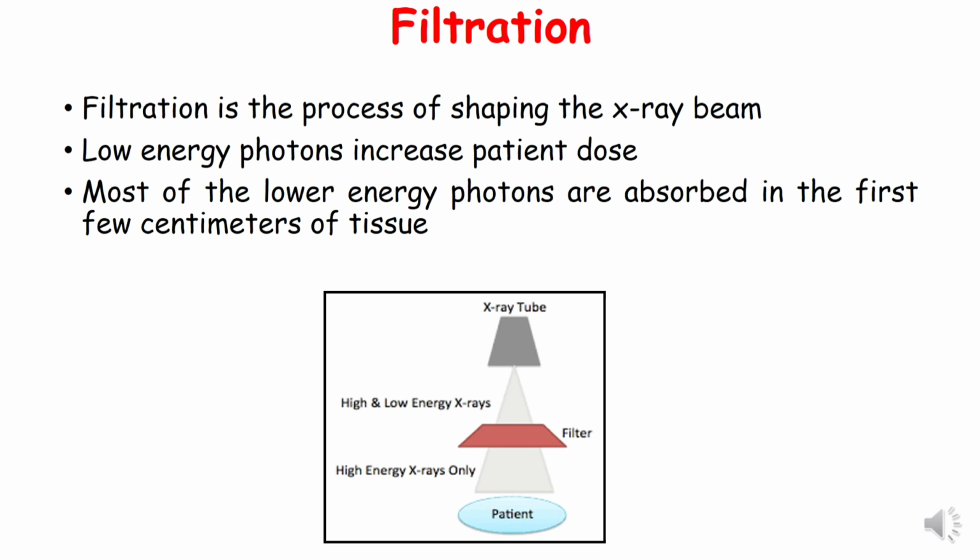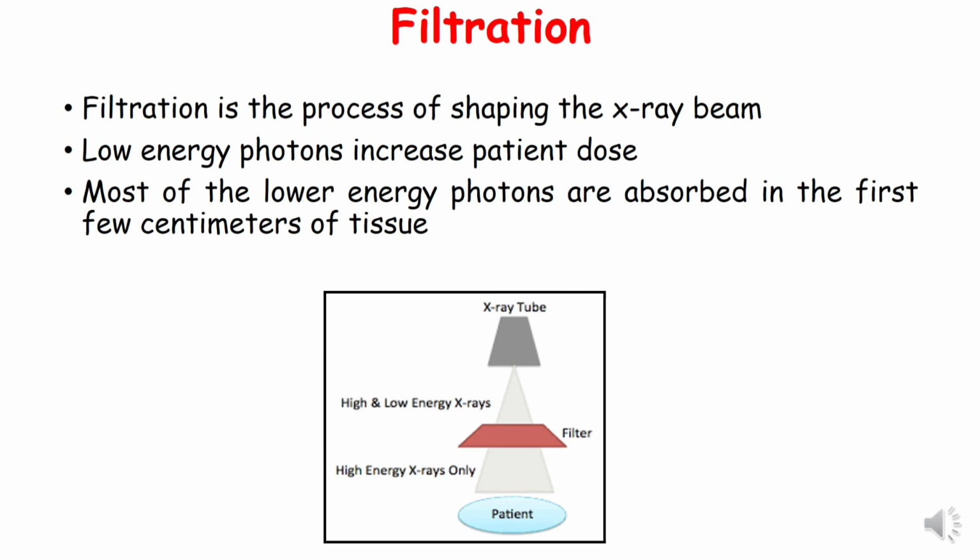So filtration basically is the process of shaping the X-ray beam so that the number of photons useful for imaging will be more compared to those photons which increase the patient dose or decrease the image contrast. So how it works is normally the diagnostic X-ray beam emitted from the tube has a whole spectrum of energies. That is, the energies of the photons are not uniform throughout the beam.